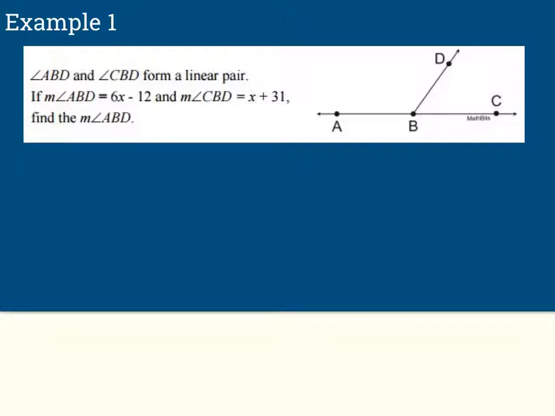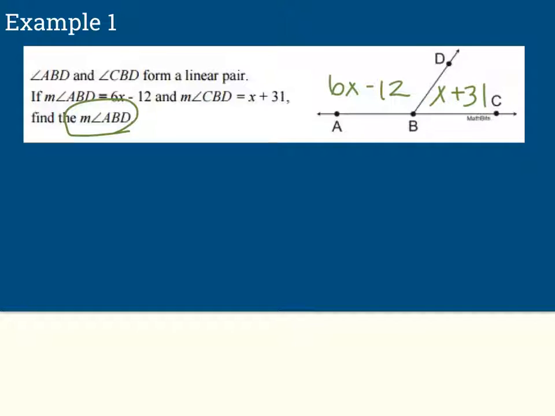All right, let's try a couple of examples using some of the things that we saw. So here we have angle ABD and angle CBD forming a linear pair. We know that the measure of angle ABD is 6x minus 12, so I'm going to label that there. And I know CBD is x plus 31. I'll label that there. It says right here that I want to find the measure of angle ABD. So that would be this angle right here.